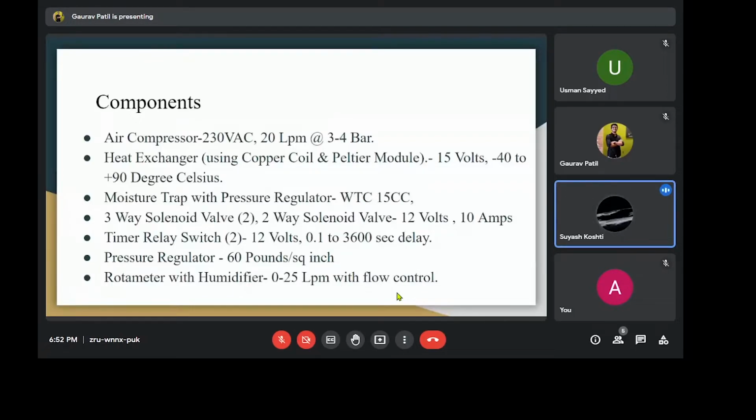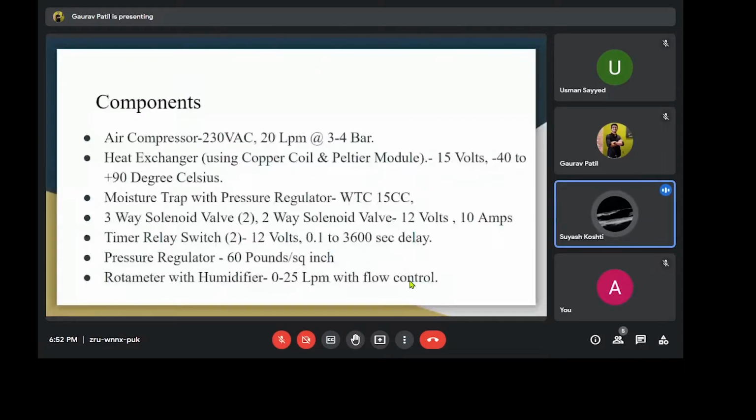The next is a moisture trap with a pressure regulator. A moisture trap is used to remove moisture from the air, and the pressure regulator is used to get a constant pressure at its output. Now, the solenoid valves which we are using are a two-way solenoid valve and a three-way solenoid valve. Both valves are normally open.